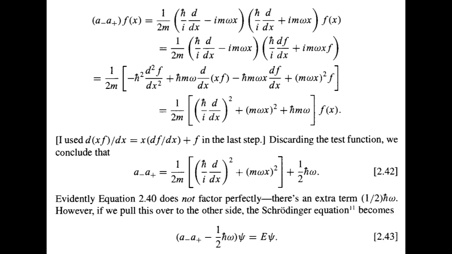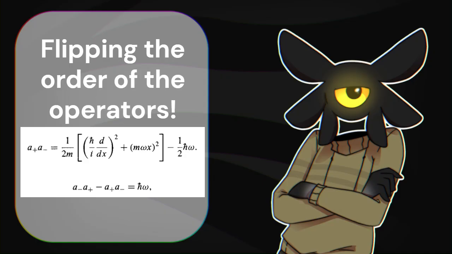So it doesn't factor perfectly because we have that extra 1/2 h bar omega in there, but we can put that over to the other side and then plug it into the Schrödinger equation, and then we get this result here expressed as a sub minus a sub plus minus 1/2 h bar omega times psi is equal to E psi. Now, what we can do is we can also flip these ladder operators here and multiply them together and get another distinct result by doing the same process over again.